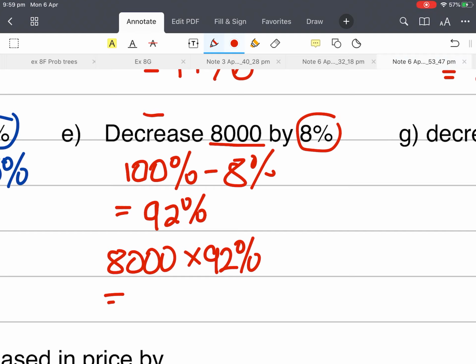Okay, so I'm going to do that. 8,000 times, now remember, 92% is the same as 92 fraction key over 100, so don't forget it's the same as over 100, and when I do that I get 7360. Is it smaller than what I started with? Yay! That means I've done it right.